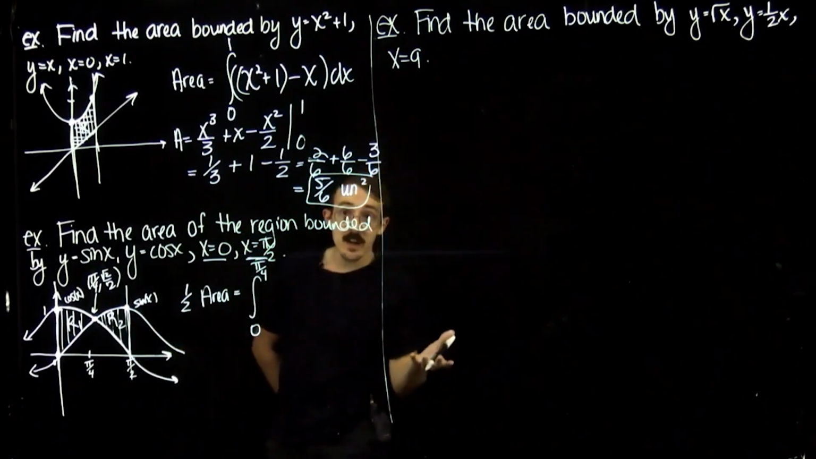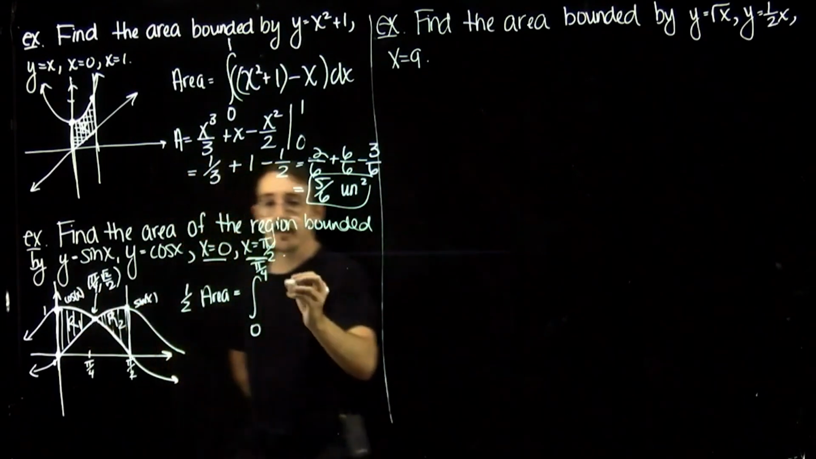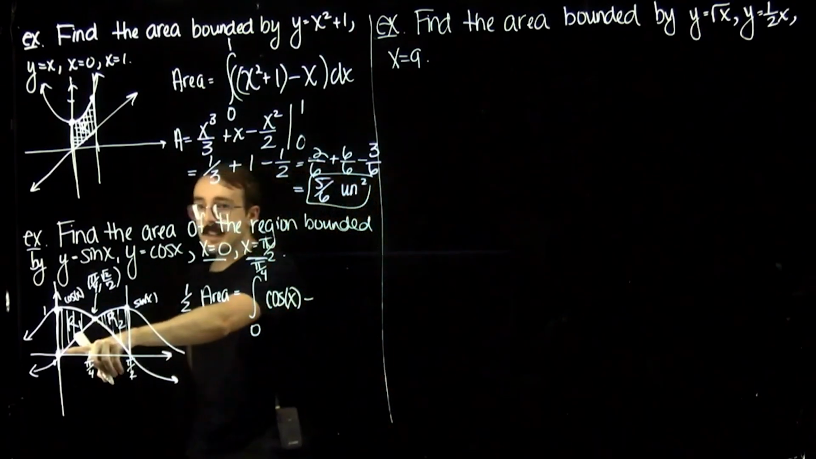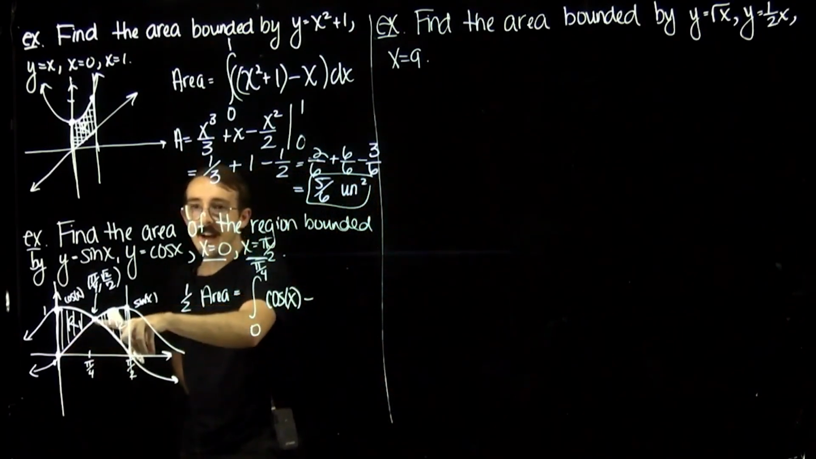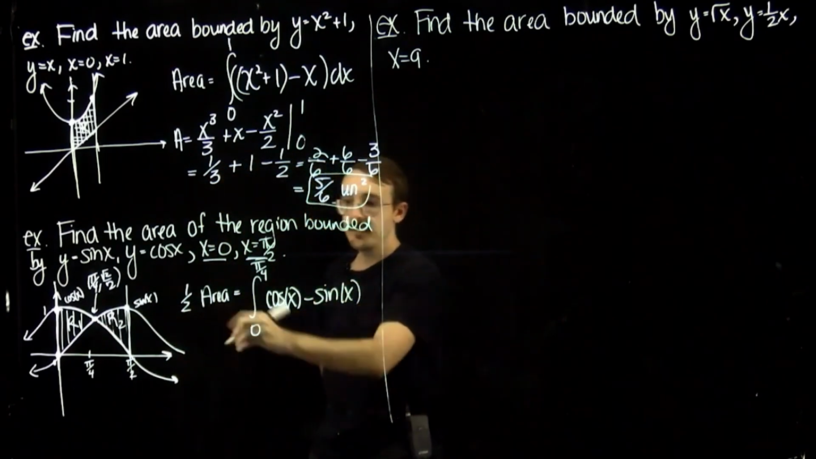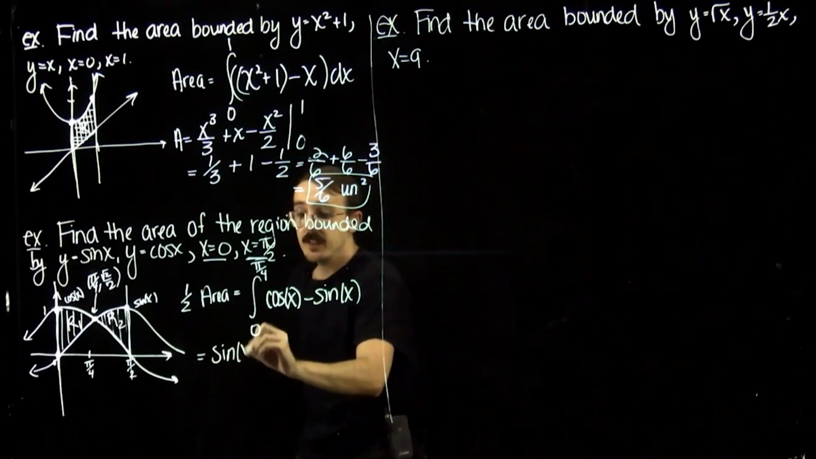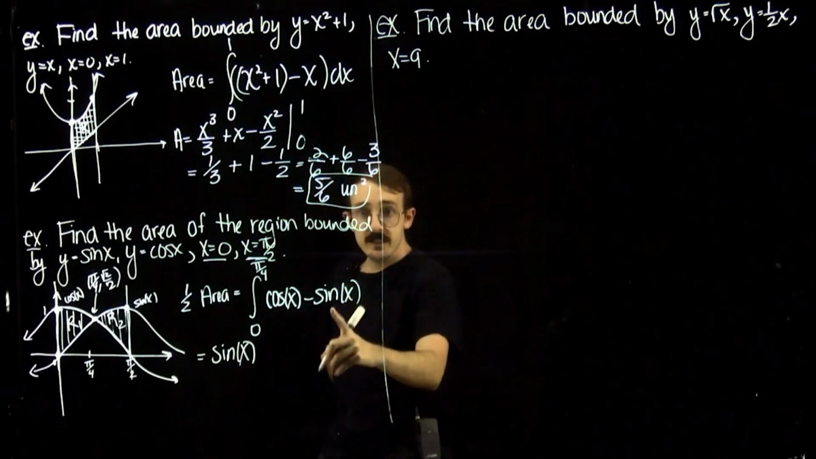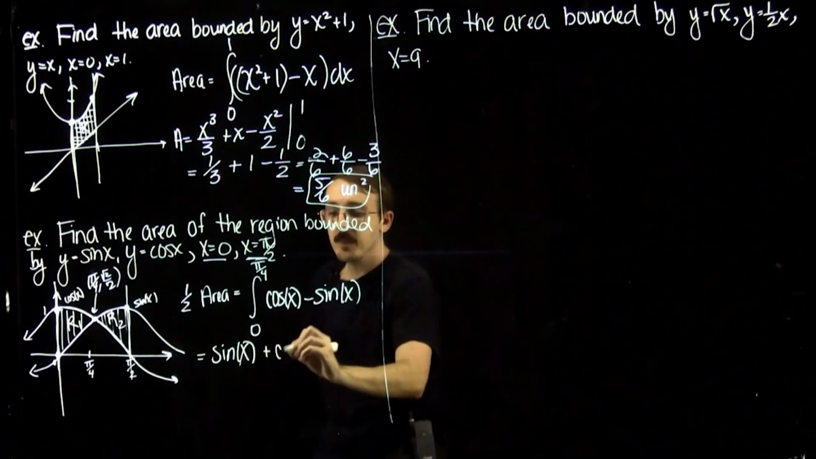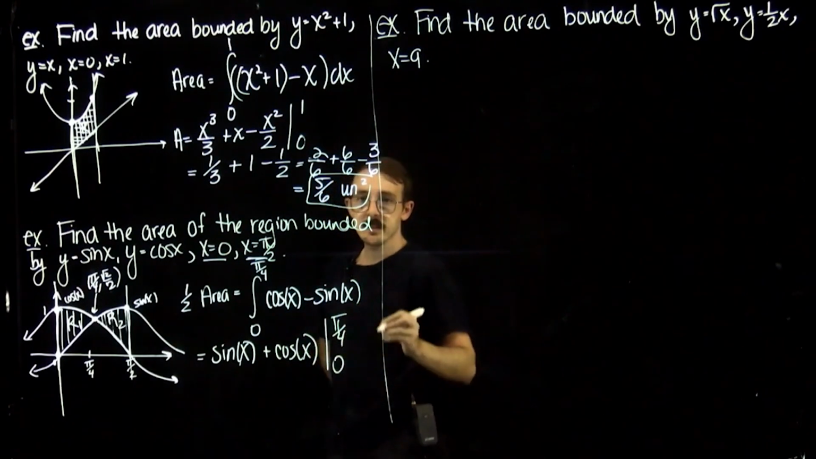OK, which function's on top? So cosine is the graph that starts out as above. So it's going to be cosine of x minus sine, which is the one that's below until we get to that halfway point here. So it's going to be cosine minus sine on this interval. Let's go ahead and calculate that. The integral of cosine is sine. This is Calc 1 stuff. The integral of sine is negative cosine, but I have a negative here. So this is going to be plus cosine of x, and I'm going to evaluate that from pi over 4 to 0.